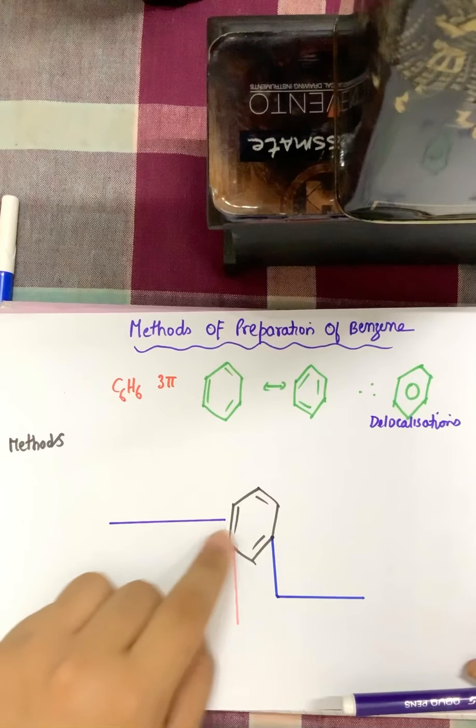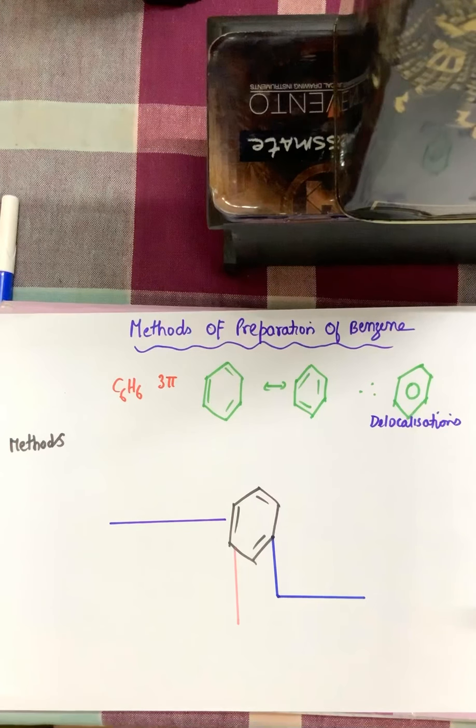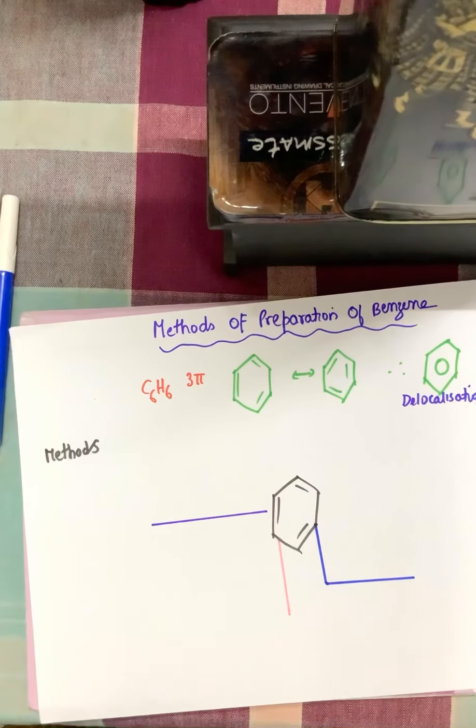For my convenience, I will be taking up structure number 1 as my benzene structure, which is used in the NCERT as well, and from that we will understand the methods of preparation. Now when I talk about benzene, there are 3 methods of preparing the benzene as following to the NCERT book. The first method of benzene is from phenol.